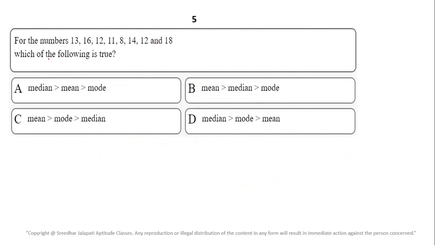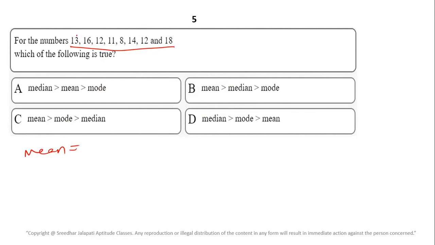For the numbers, which of the following is true? In the options, you are asked to find whether median is greater than mean greater than mode, or mean greater than mode greater than median. For that, it is very clear that you have to find all 3. Since this is a simple group of numbers, you can find all 3. How do you find the mean?